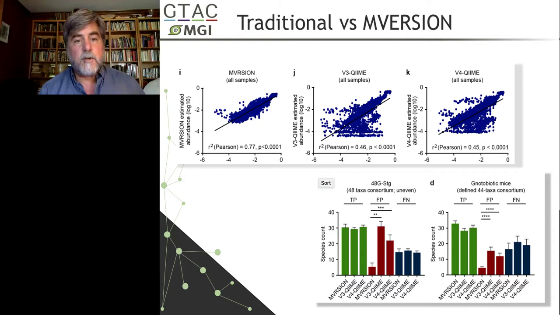So MVersion is on the left, and then we have hypervariable region number 3 of wide open QIIME, very hypersensitive QIIME, and region 4, a wide open QIIME. And what you can see at first is that for a very abundant species, MVersion and QIIME tend to work relatively well, about as good as the other. The data doesn't look very different. The predictions and the measurements look relatively close.